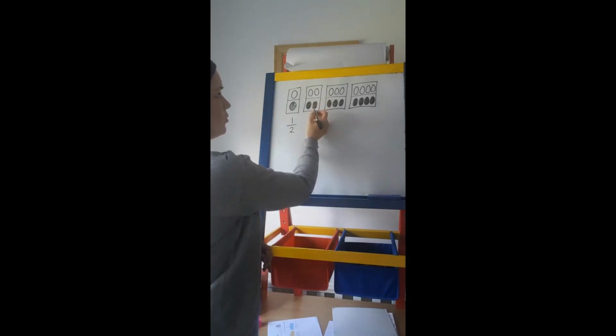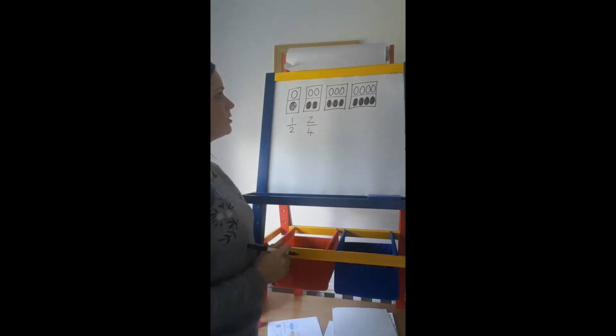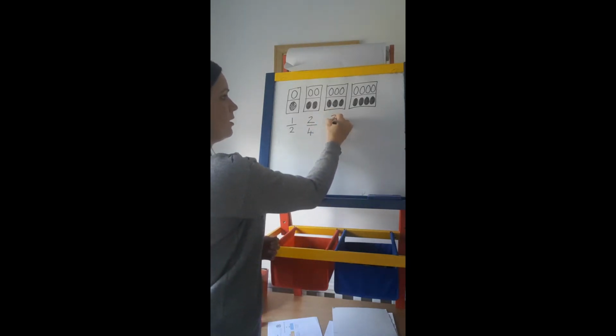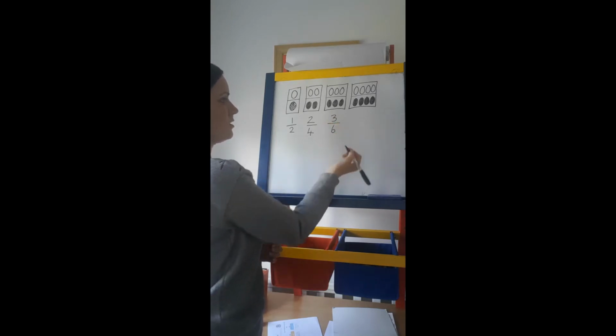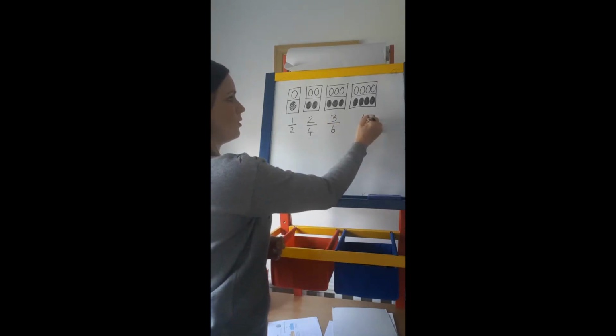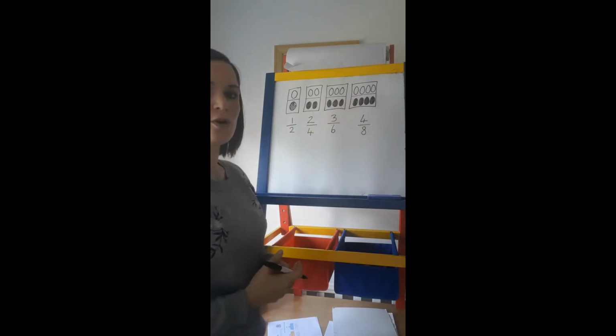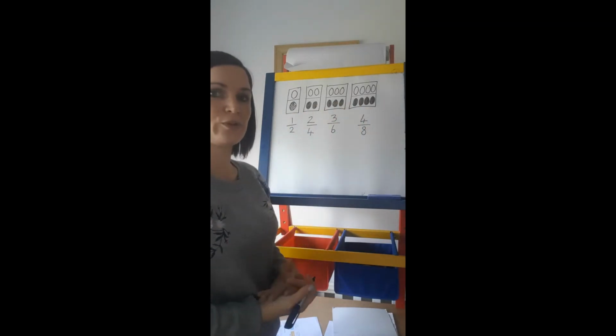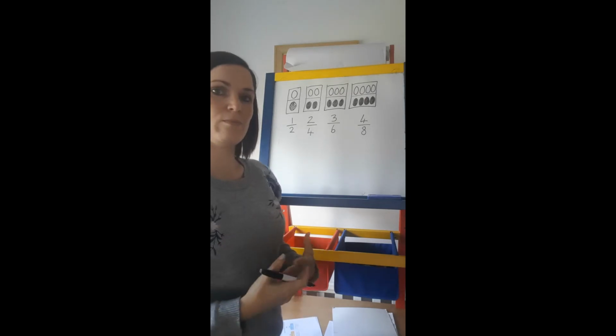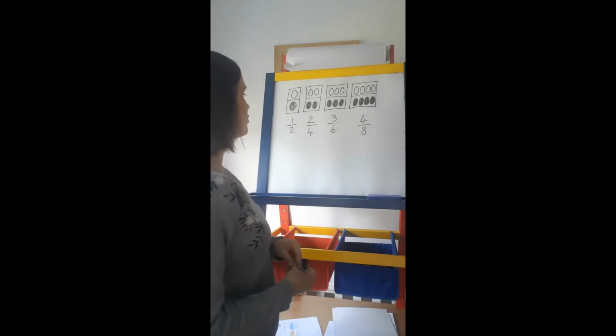Here we have 2 of 4 parts coloured in, showing 2 quarters. Here we've got 3 of 6 parts coloured in, and here we've got 4 of 8 parts. So all of these arrays are showing a half in a different way. So they're not the same, but they're equivalent to each other.